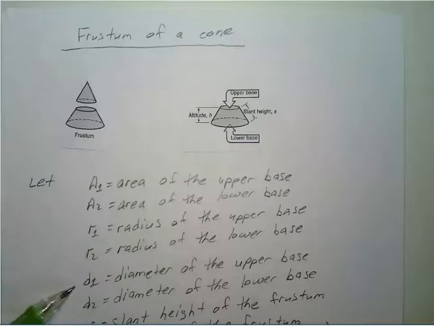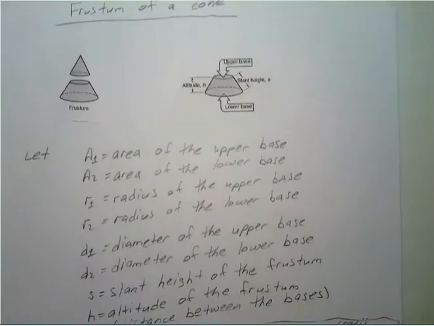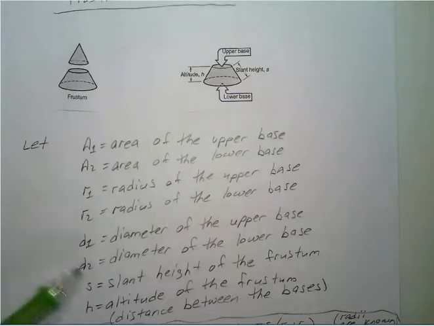What if D1 is equal to the diameter of the upper base, and D2 is equal to the diameter of the lower base? Okay, and what if S is our slant height of the frustum, and H is our altitude of the frustum, which is just the distance between the two bases.